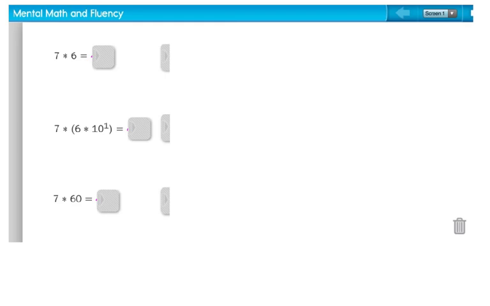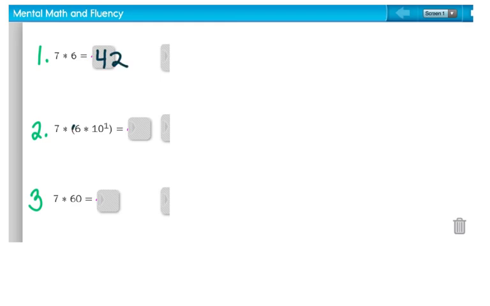For our warm-up, please number on your whiteboard number 1, 2, and 3. You are going to multiply and write your answers on your whiteboard. So we're taking a basic fact of 7 times 6, multiplying it by a power of 10 and an extended fact. So let me give you an example for the first set. 7 times 6 is 42.